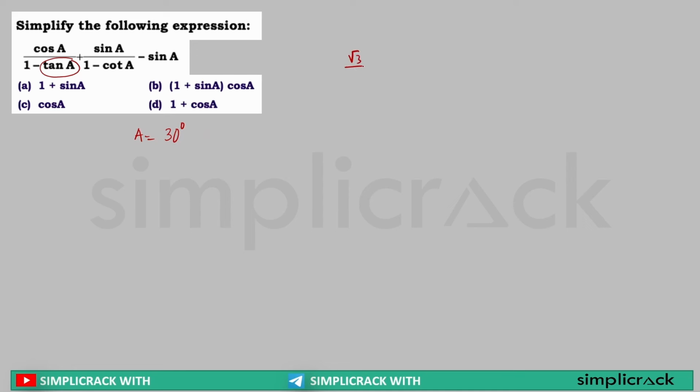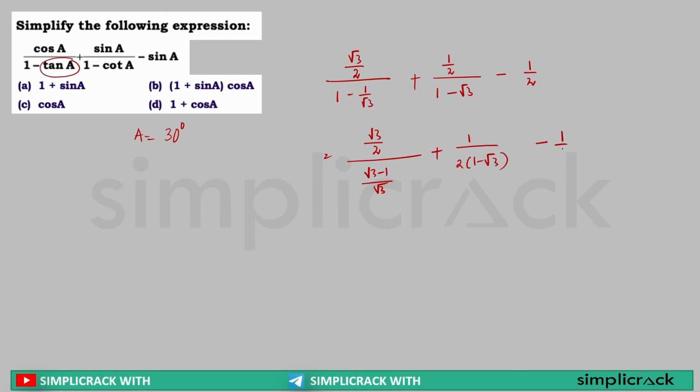Cos 30 degree is equal to root 3 by 2, divided by 1 minus tan 30, so that is 1 minus 1 by root 3, plus sin 30, that is 1 by 2, divided by 1 minus cot 30, that is 1 minus root 3, minus sin 30, that is 1 by 2. So here it is root 3 by 2 divided by root 3 minus 1 by root 3, plus 1 by 2 divided by 1 minus root 3, minus 1 by 2. Now what will happen? This root 3 will go to the upper side. So this will be root 3 into root 3, that is 3 by 2 into root 3 minus 1, plus 1 by 2 into 1 minus root 3, minus 1 by 2.